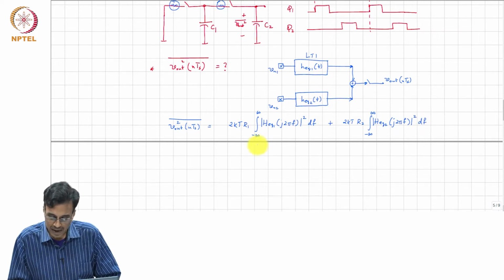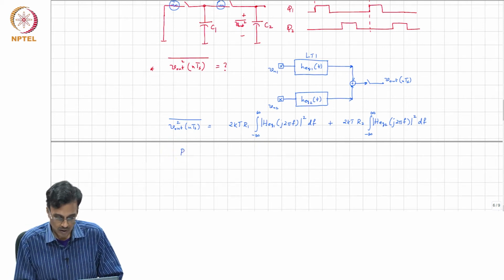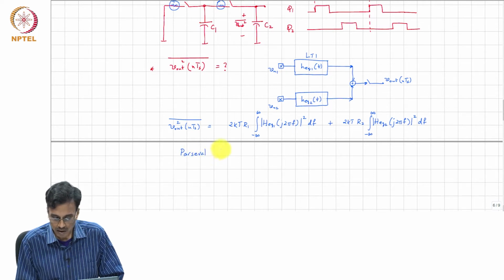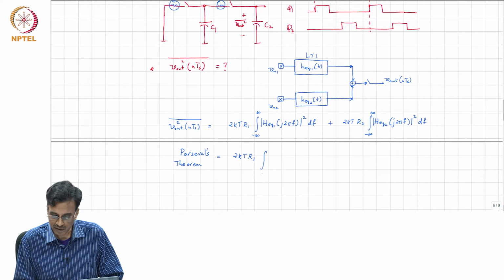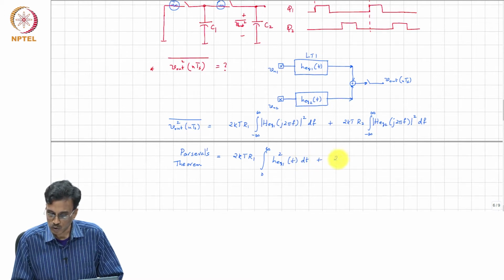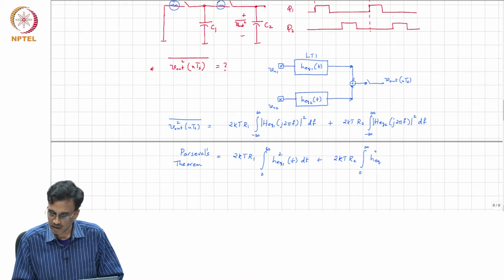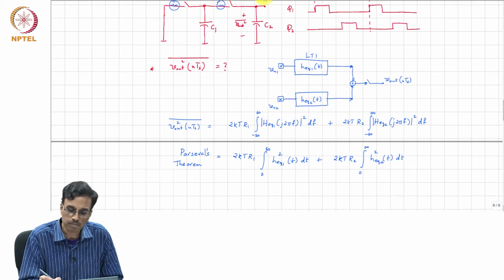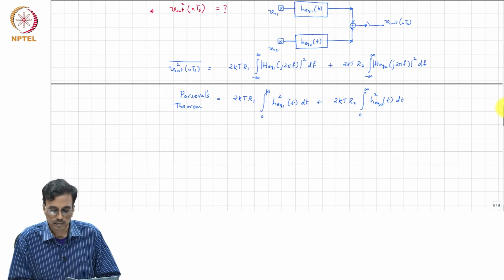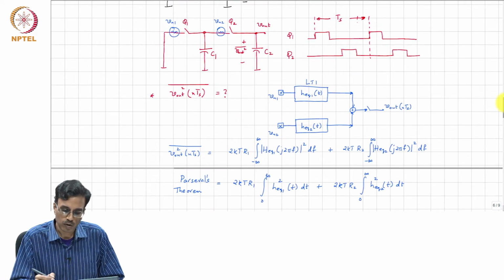All right. Now, by Parseval's theorem, it does not matter whether you integrate in the time domain or the frequency domain. So, this becomes the same as 2kTR1 integral 0 to infinity h equivalent 1 squared of t dt plus 2kTR2 integral 0 to infinity of h equivalent 2 squared of t dt. All right. Now, how do we find the h equivalent 1 and h equivalent 2? We know how to do that already.